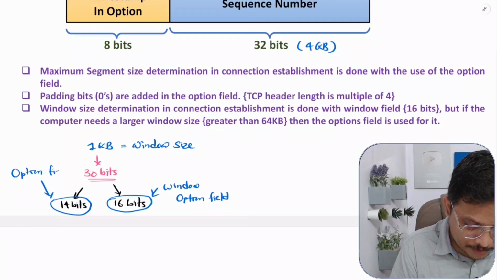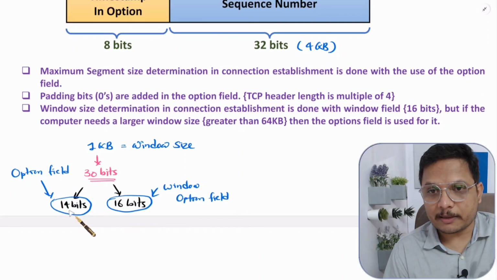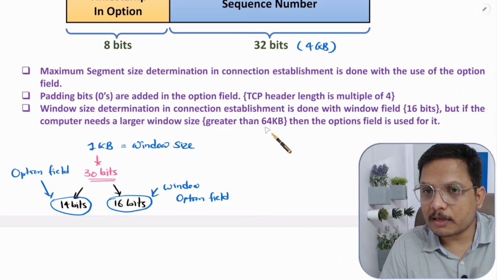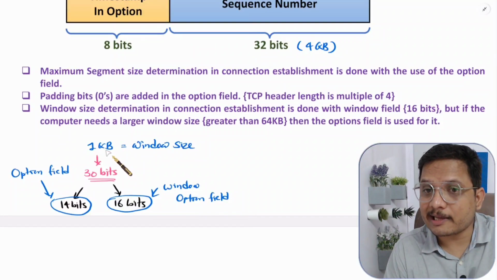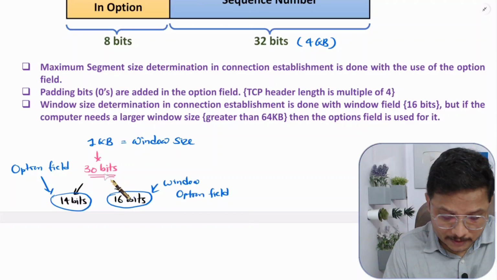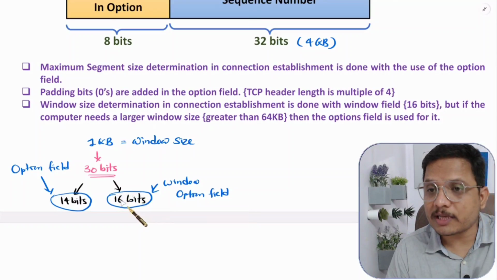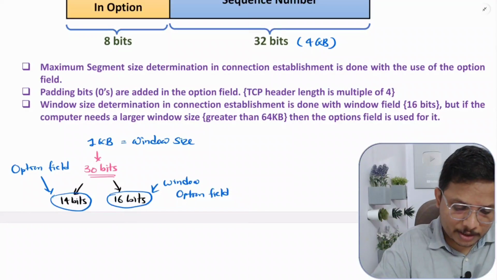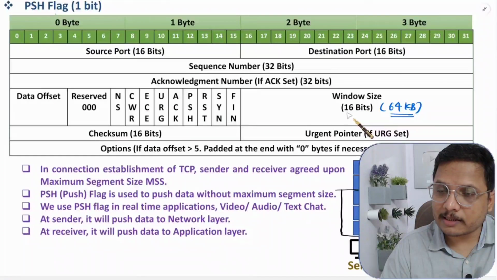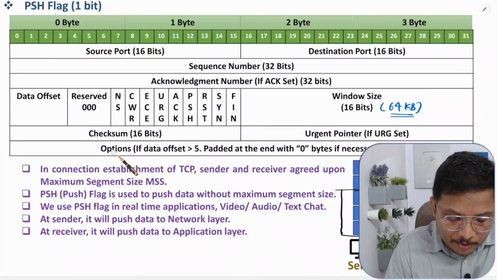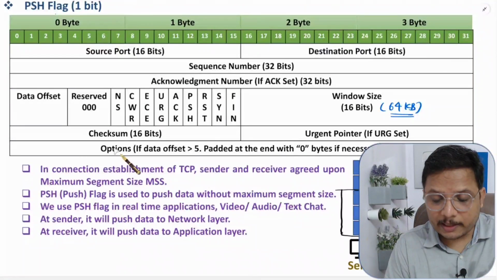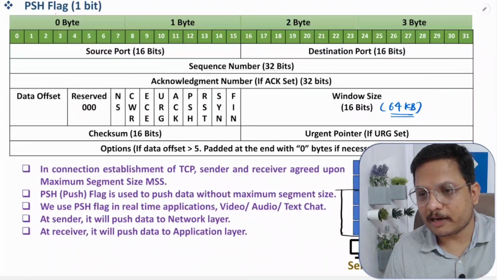So if you have only 16 bits, you can define up to 64 KB of window size. But if you want more than that, let us say 1 GB, then for 1 GB you need 30 bits. So 16 bits we use from the window field, which is available here, and another 14 bits we utilize from the option field. That is how the option field is used in the TCP segment header.